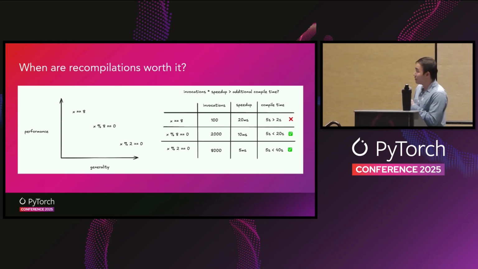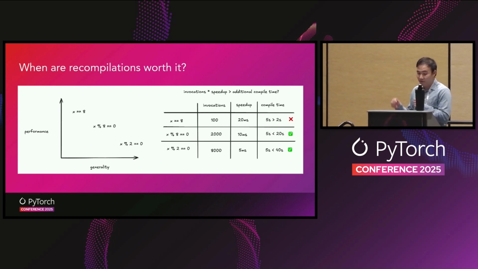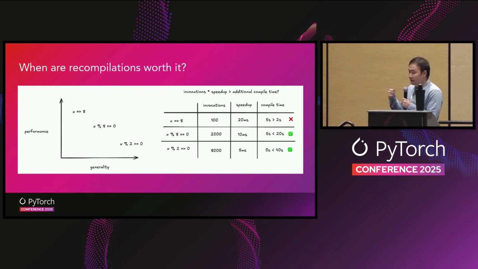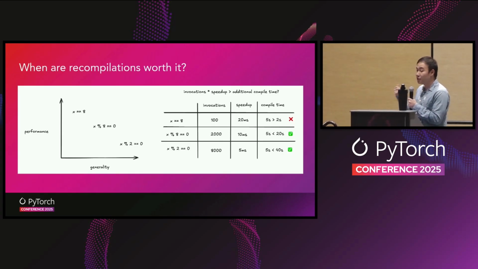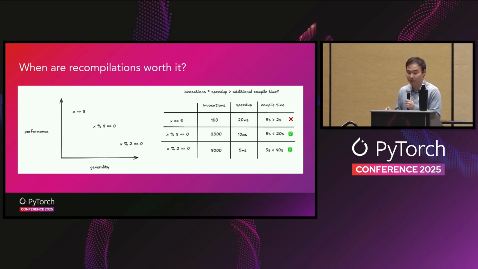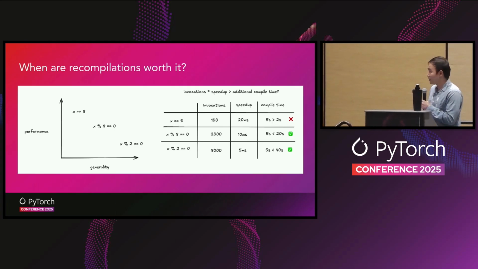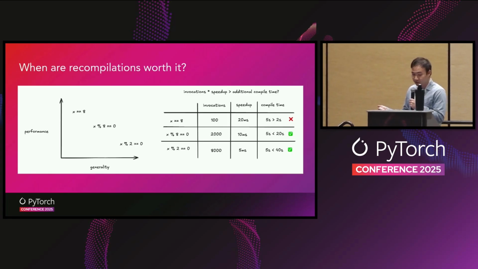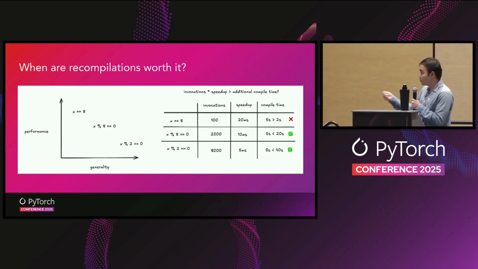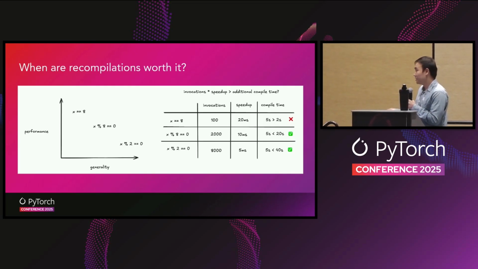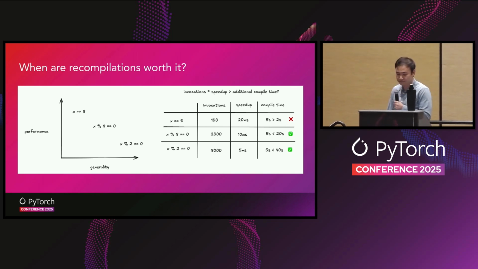So in this example, if you have an optimization where for x equals 8, you get a 20 millisecond speedup, if you invoke it 100 times, your expectation is a 2-second overall speedup. But if your compile time is 5 seconds, it's actually not worthwhile. You're going to be spending more time compiling than the counterfactual. In contrast, if you have an x mod 2 equals 0 optimization that has a 5 millisecond speedup, which is 1/4 of the previous one, but you expect to invoke it 8,000 times, it's actually a worthwhile recompilation to do because you net out ahead.